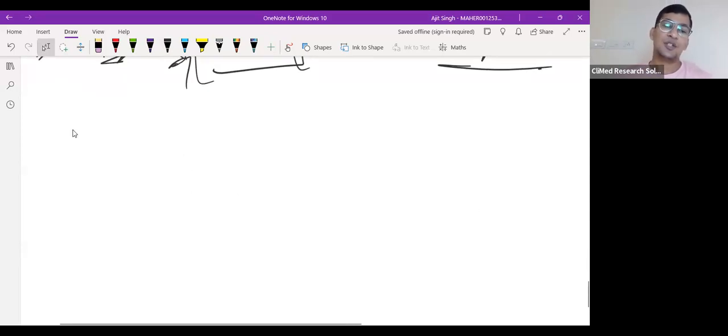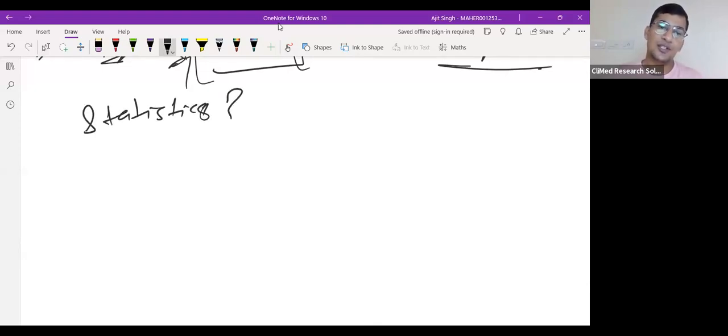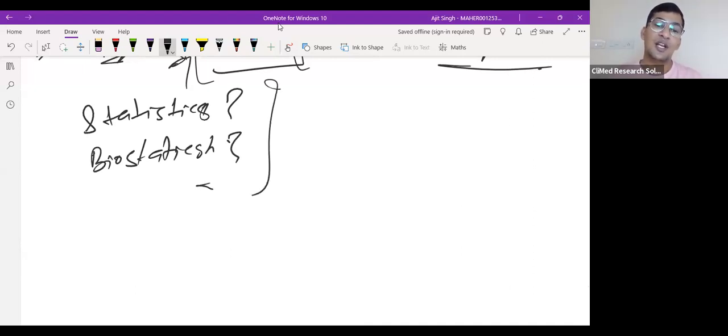Now my question, two questions I have solved. One is, what is statistics? I hope you understood what is statistics, right guys? And what is biostatistics? It was not rocket science, simple. Statistics is the mathematical formula to get the results out of the raw data, and biostatistics is the use of statistics in biology or bioscience, correct? Two things. Now the third thing is very important, the data.